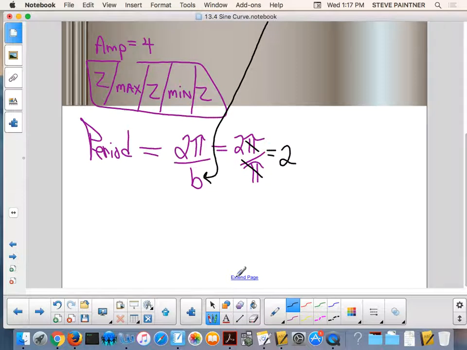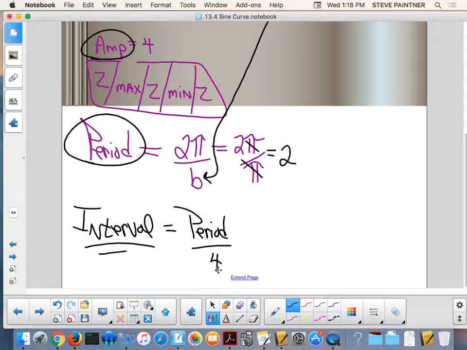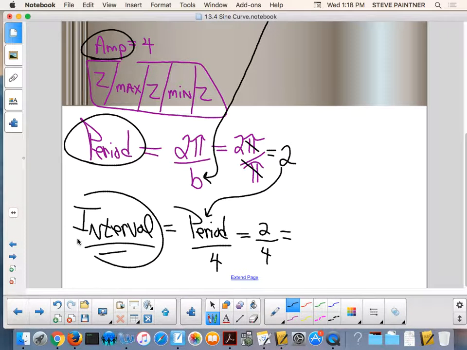Okay, the next thing, you do amp, you do period, then you say, well, what do I count by if my period is 2? Well, it's always the same. You take your period and we break it into 4 equal parts. So we divide by 4. Well, your period is what? 2. So then you put 2 in, and then you say to yourself, I am going to count, that's my intervals, count by what?